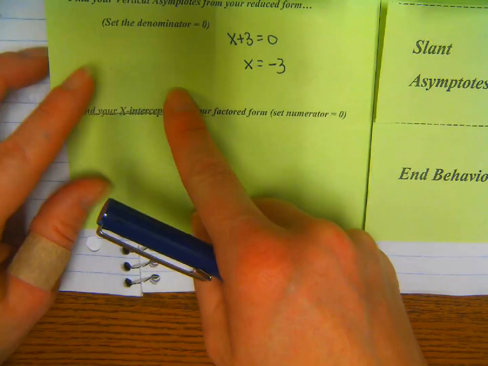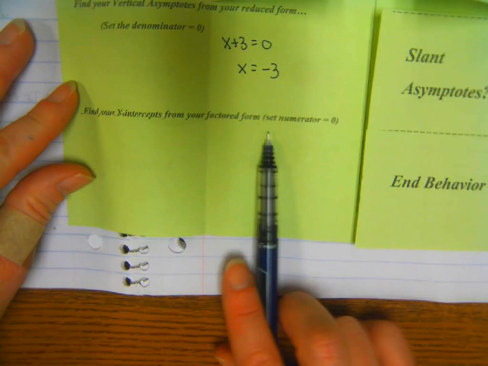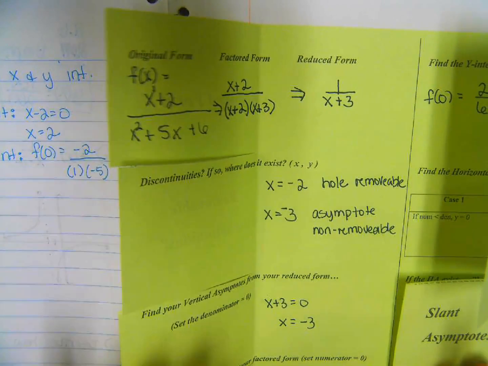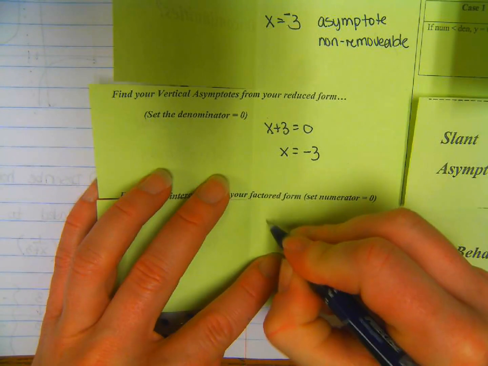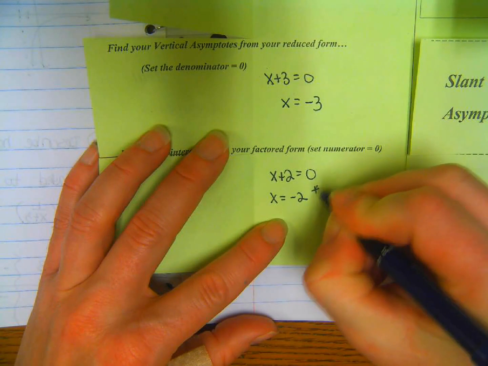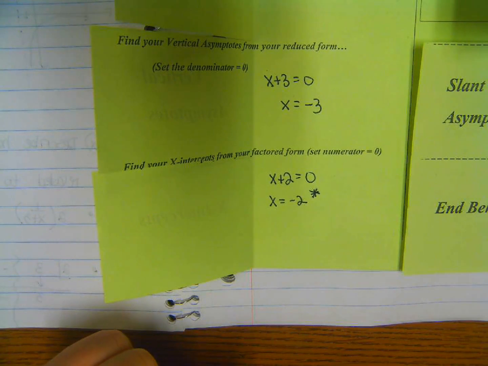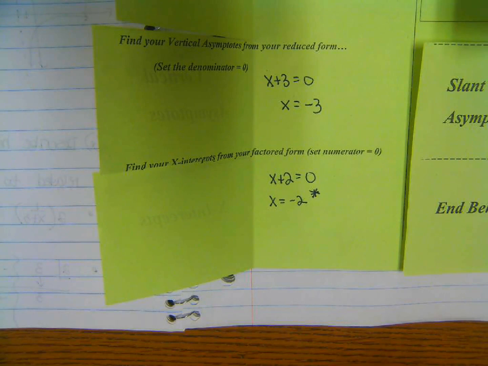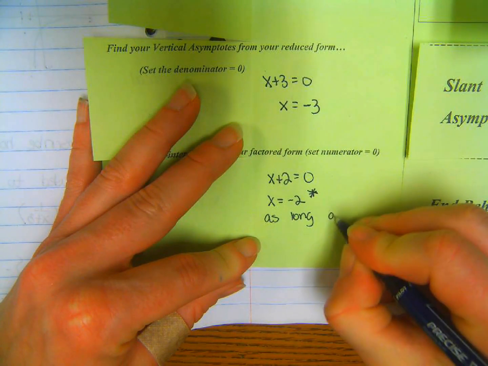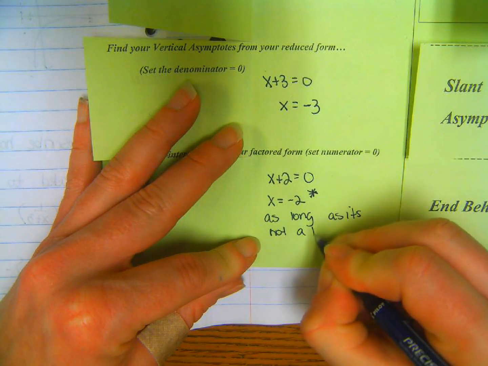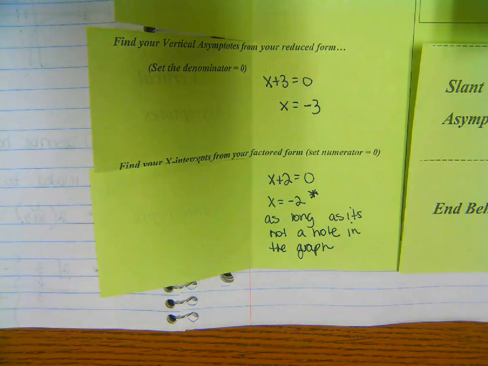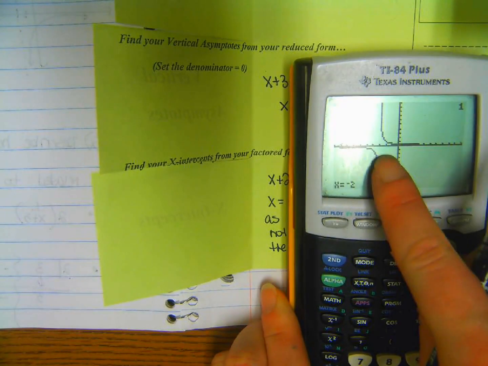X-intercepts. This is where we had to do our cutting here. Find your x-intercepts from your factored form and set the numerator equal to 0. So up here, my factored form was this one, and the numerator was x plus 2, okay? So normally, this would be at x equals -2. However, why am I putting a star in this specific case? It ends up, in our case, that it's a hole. So as long as it's not a hole in the graph. If you're looking at our graph at x equals -2, normally that would be an x-intercept, but there's a hole there.